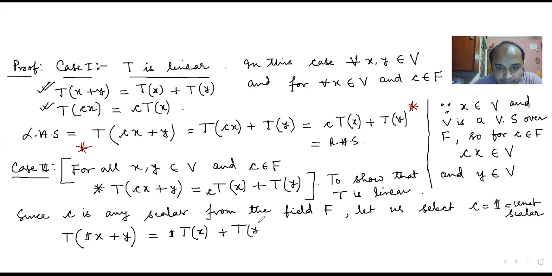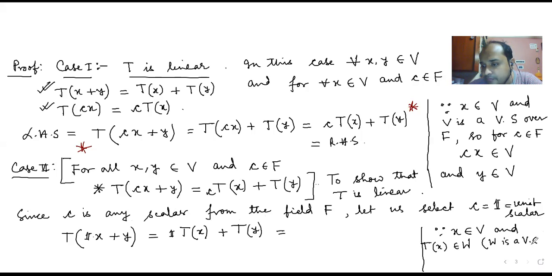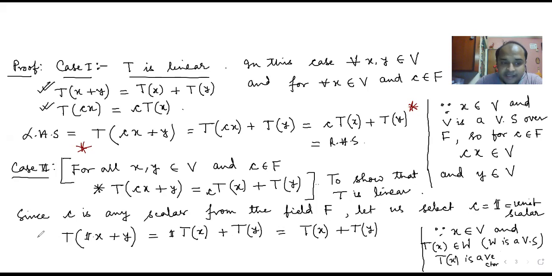plus Ty. But you see that since x belongs to capital V and Tx belongs to capital W, Tx is also a vector, since W is a vector space. And therefore a unit scalar multiplied by the vector will be equal to the vector itself, property VS5. So I can write 1 into Tx as Tx. So it becomes Tx plus Ty. So this condition is satisfied. So one part is done.